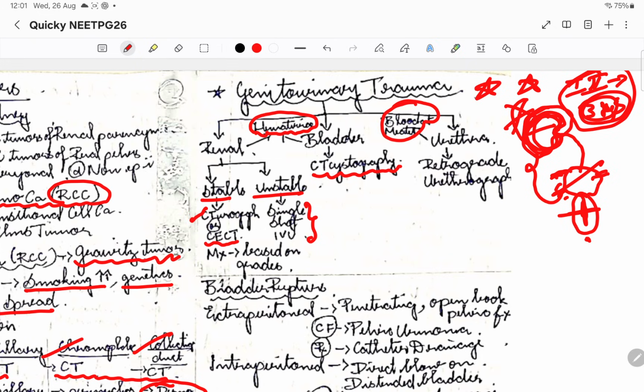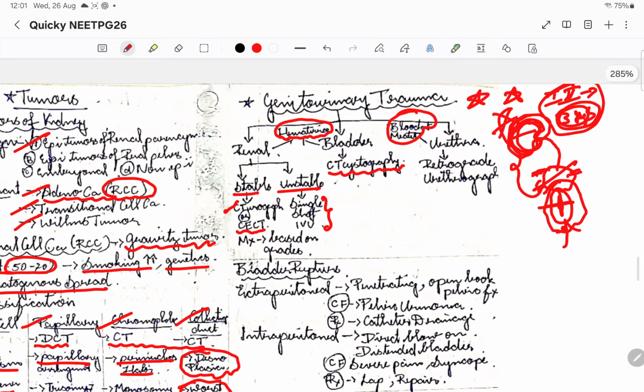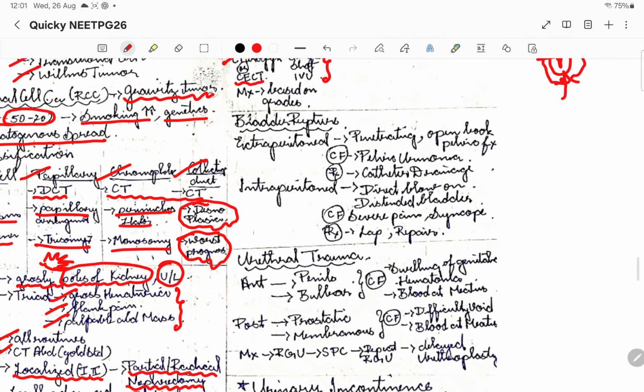Okay, so what we do for the investigation of urethral trauma is basically retrograde. We are going to go for retrograde urethrography and see where the leakage or the trauma has happened. Okay, so this is how genitourinary trauma can be divided. Now let us see one by one.